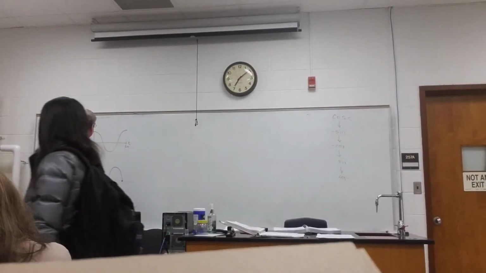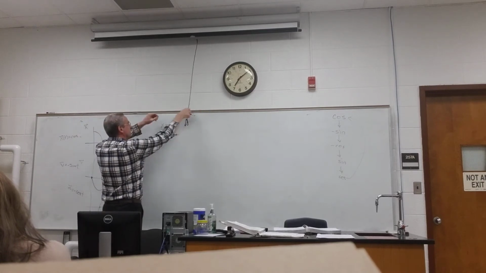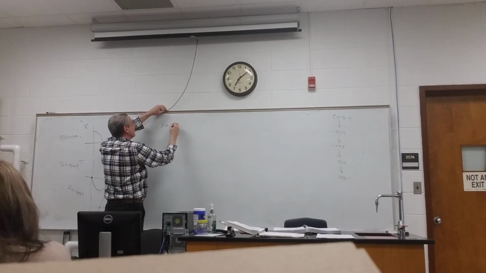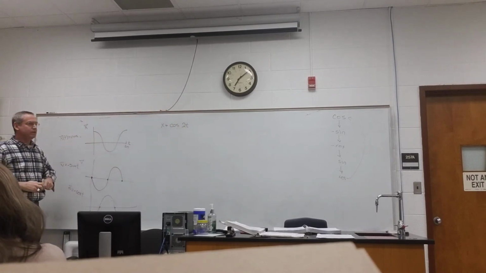Now let's amend it. Now I have x is equal, I'm dropping the vector symbols just for simplicity. x is equal to the cosine of 2t. What does that do to my graph here?